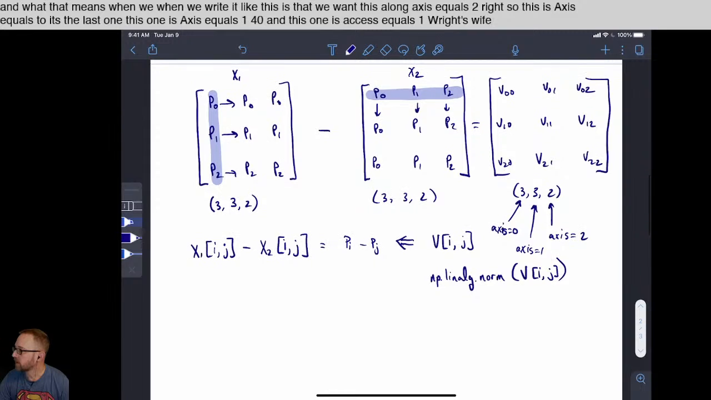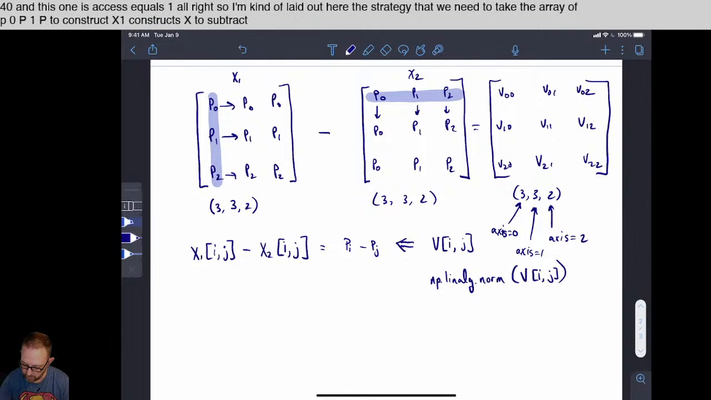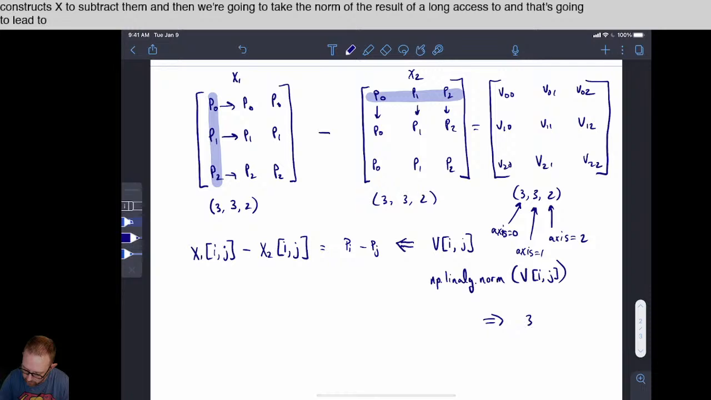All right, so I've laid out here the strategy: we take the array of p0, p1, p2, construct x1, construct x2, subtract them, and then take the norm of the result along axis 2, and that's going to lead to a 3 by 3 matrix that contains all of these distances.